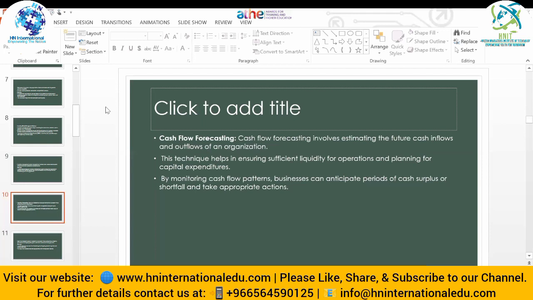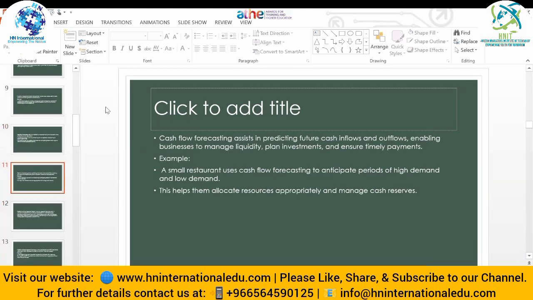appropriate actions. For example, if we are running out of budget or cash, what we are going to do is ask the stakeholders of the organization. Now, this assists in predicting future cash inflows and outflows, enabling the business to manage liquidity. That is how much cash we have in the business. Plan investments. Obviously, when we have a large amount of cash, only then are we able to make the investments and ensure timely payments to the suppliers, to the producers, to the creditors.